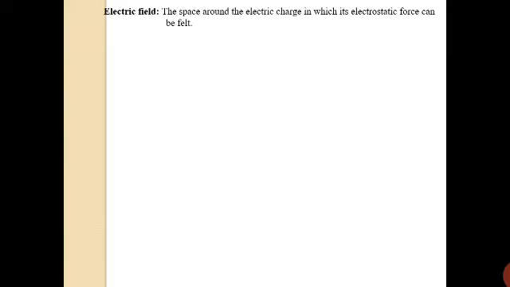Now we are moving to the next topic. Electric field is already understood: the space around the electric charge in which force can be felt. Next thing is the SI unit of electrostatic potential energy, and we know the simple concept that any form of energy has the same SI unit, that is joule only. So capital J, or joule, is the SI unit of potential energy, also electrostatic.